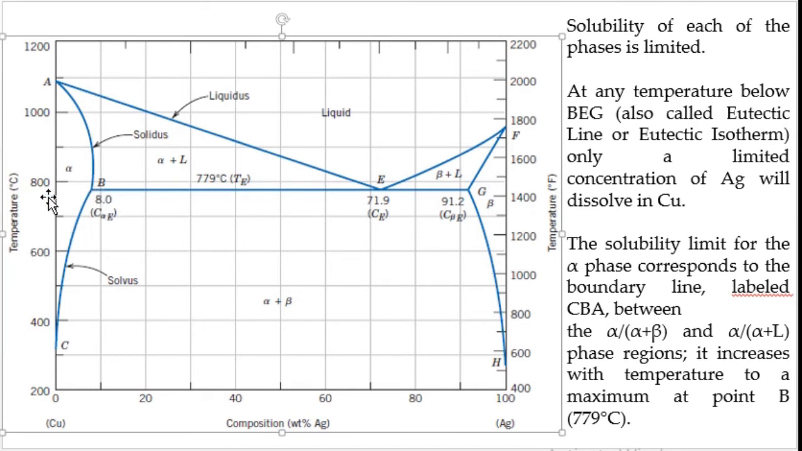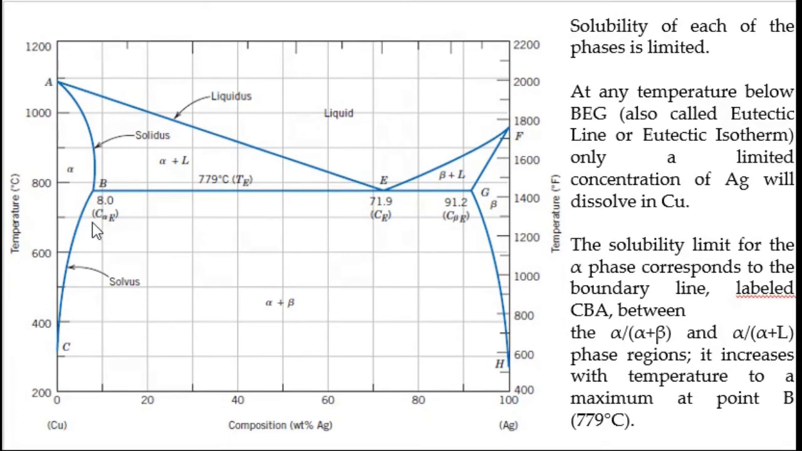So we can see that at a temperature around 780 degrees Celsius, the solubility of silver inside copper is maximum. See the alpha phase region: the maximum solubility is obtained at 780 degrees Celsius, and the maximum solubility is 8 weight percentage. Means the alpha phase can have a maximum of 8% of silver, and that maximum is obtained at 780 degrees Celsius. Similarly for the beta phase.